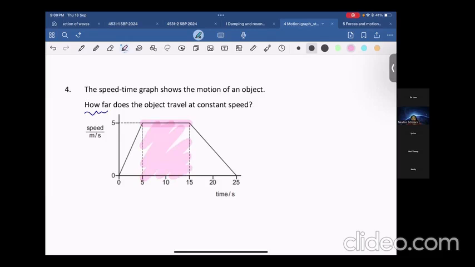Hui Tong correct, but the unit is wrong. Megan, calculate how far. Yes, Hui Tong right now, correct. How far? So how far, that means what they're asking is distance.